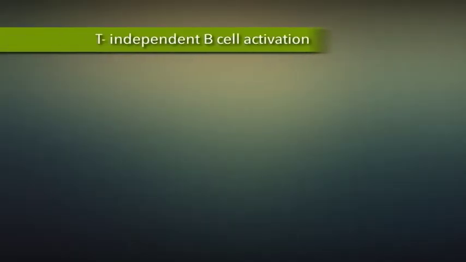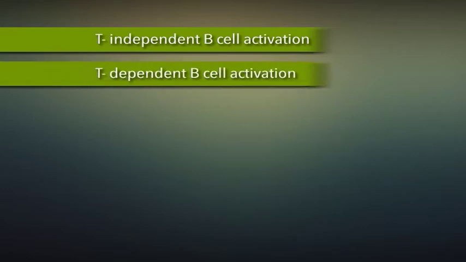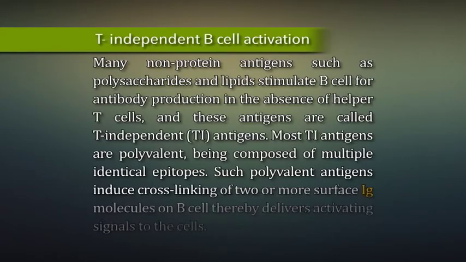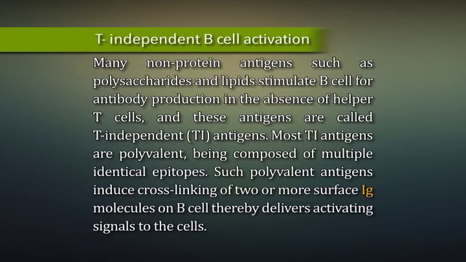There are two types of B cell activations. One is T-independent B cell activation and second, T-dependent B cell activation. T-independent B cell activation: many non-protein antigens such as polysaccharides and lipids stimulate B cells for antibody production in the absence of helper T cells, and these antigens are called T-independent antigens or Ti antigens.